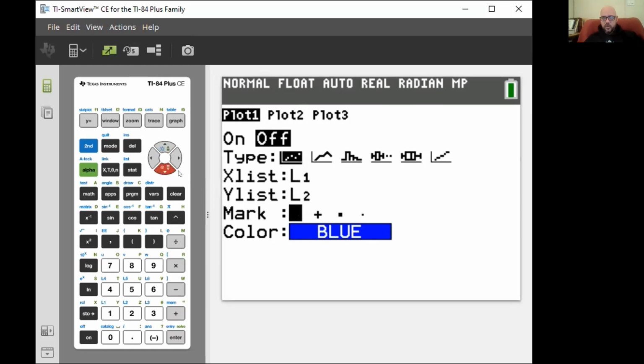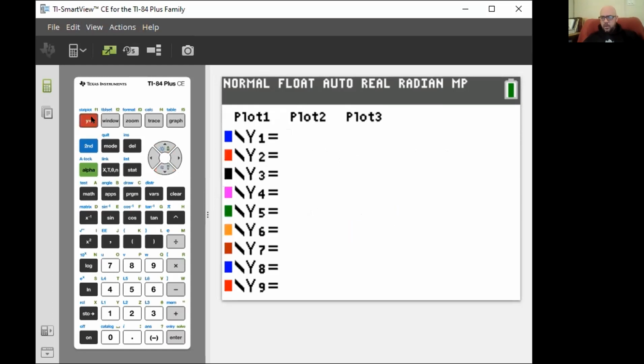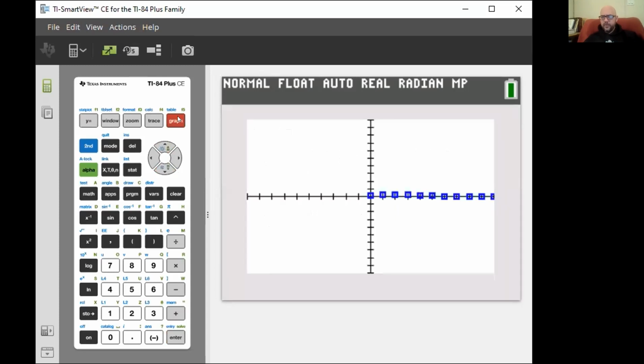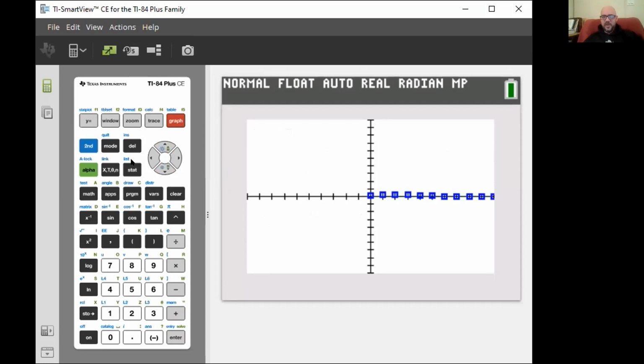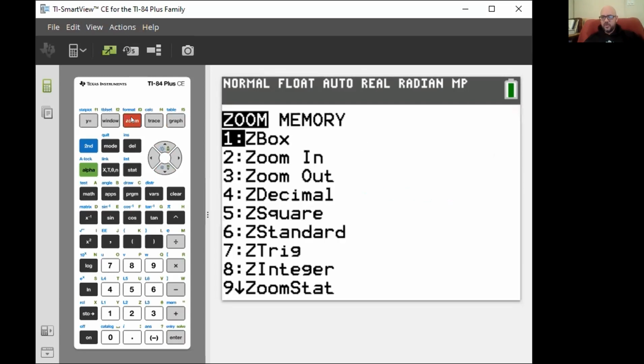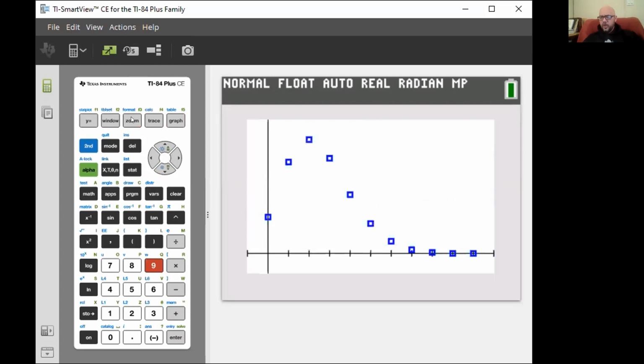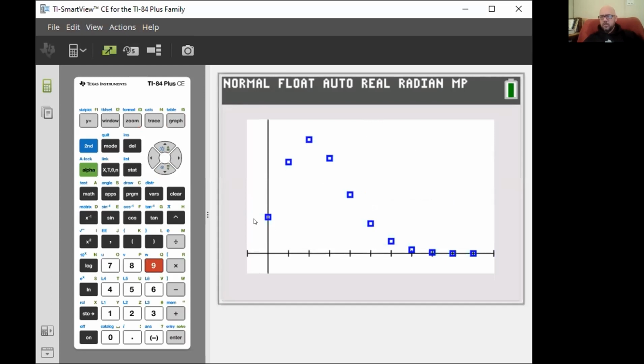Let's make sure I don't have anything else on. Yeah, I don't have anything else on. So plot 1, and then we're going to graph it. This obviously doesn't do a very good job of displaying it, so we're going to zoom stats. So zoom number 9. There we go. There is my quote unquote histogram.